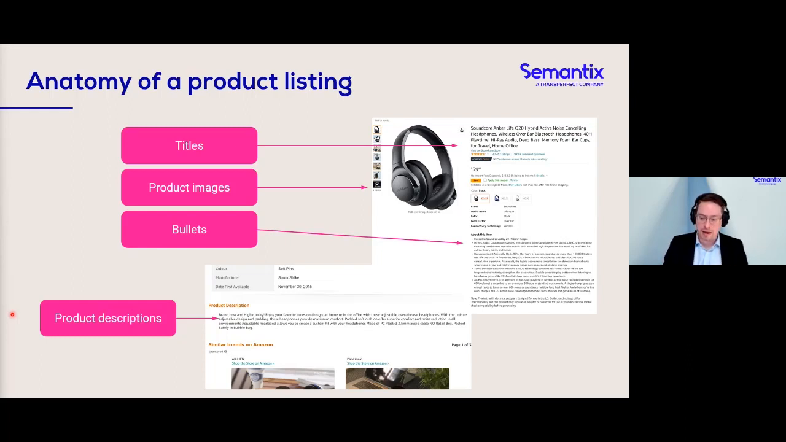You can do some formatting here, you can break up your copy in certain ways, but it's a great way of getting extra keywords in to improve findability.